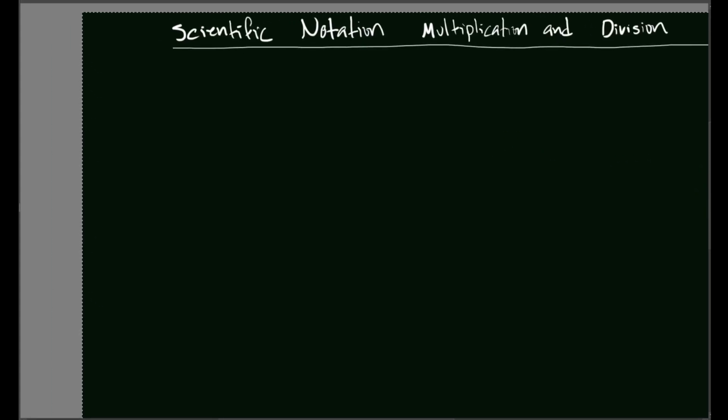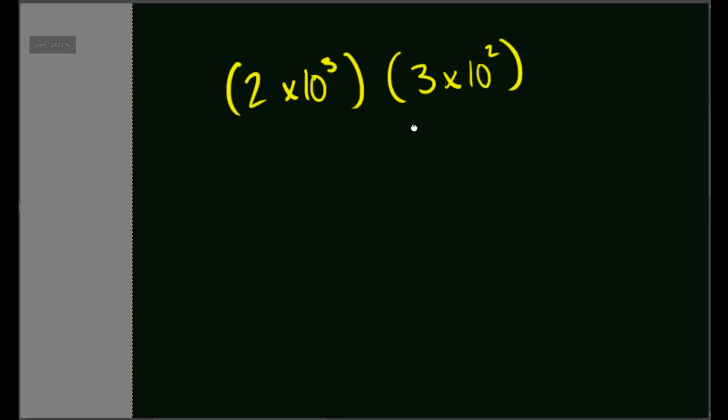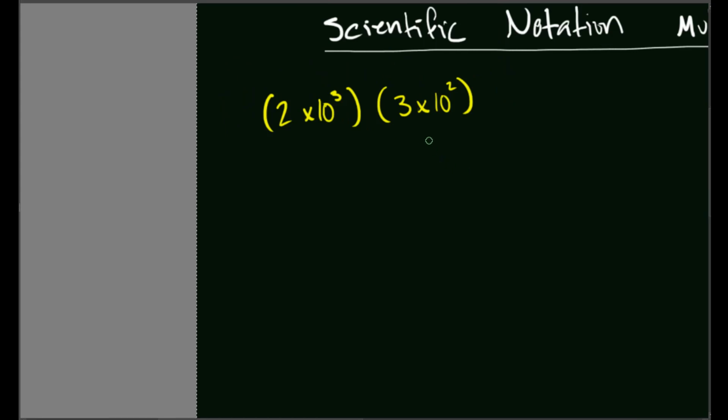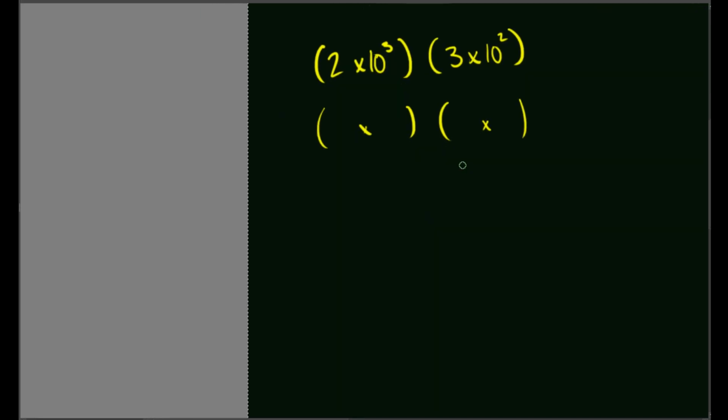Alright, so in this video I want to go over scientific notation, multiplication, and division. Let's just say, for example, we have a multiplication problem. We have 2 times 10 to the third multiplied by 3 times 10 to the second. So what would we do? Let's write a parentheses. We can rewrite this.